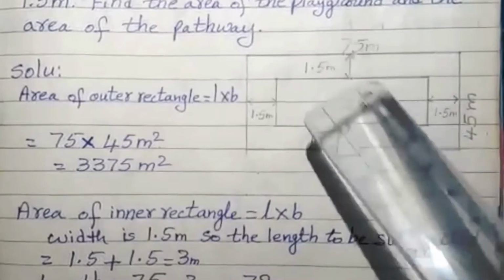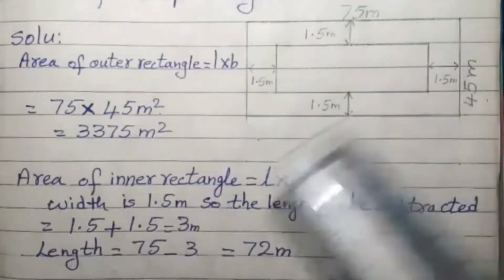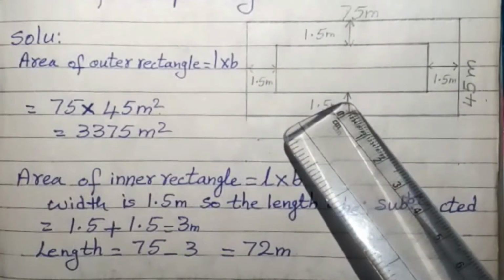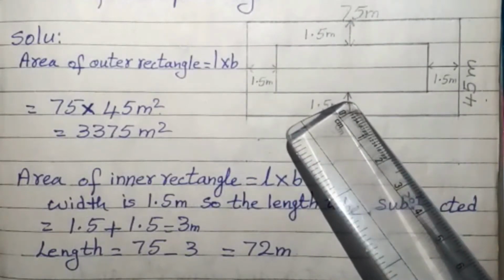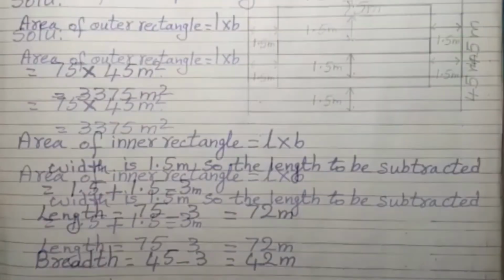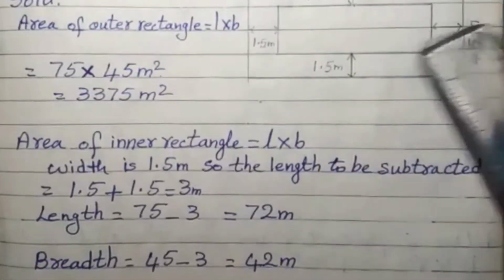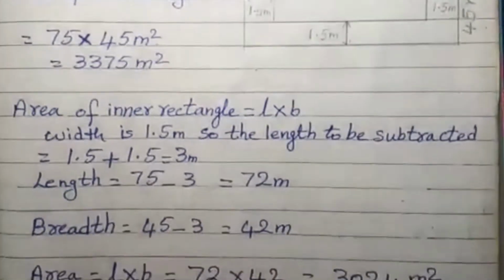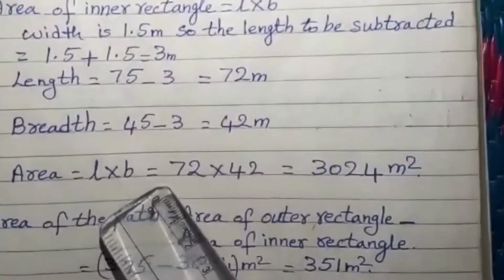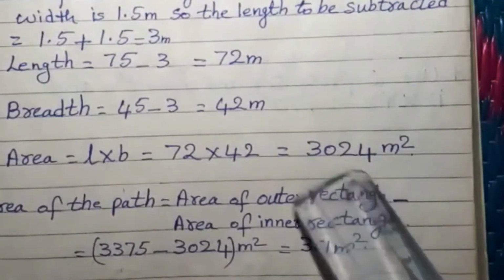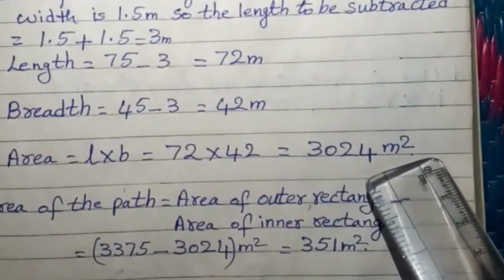Area of inner rectangle is equal to length into breadth. Width is 1.5 meters, so the length to be subtracted is 1.5 plus 1.5 is equal to 3 meters. Length is equal to 75 minus 3 is equal to 72 meters. Breadth is equal to 45 minus 3 is equal to 42 meters. Area is equal to length into breadth is equal to 72 into 42 is equal to 3024 square meters.